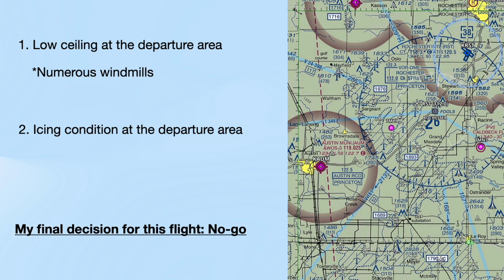While VFR was achievable en route and at the destination, the departure posed significant risks. The low ceiling at KAUM Airport of 1,200 feet was unsuitable for safe operation without requesting special VFR clearance. However, special VFR would require maintaining visual separation from terrain, and this was further complicated by the presence of numerous windmills in the departure area, as you can see on the sectional chart that I attached on the slide.